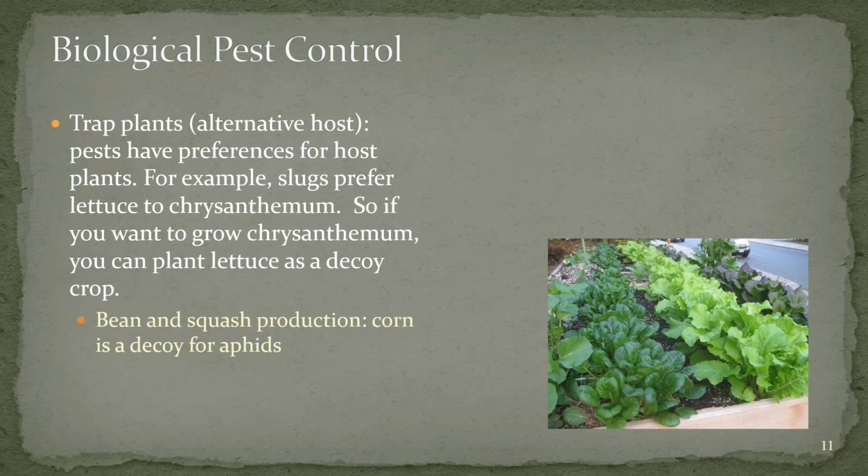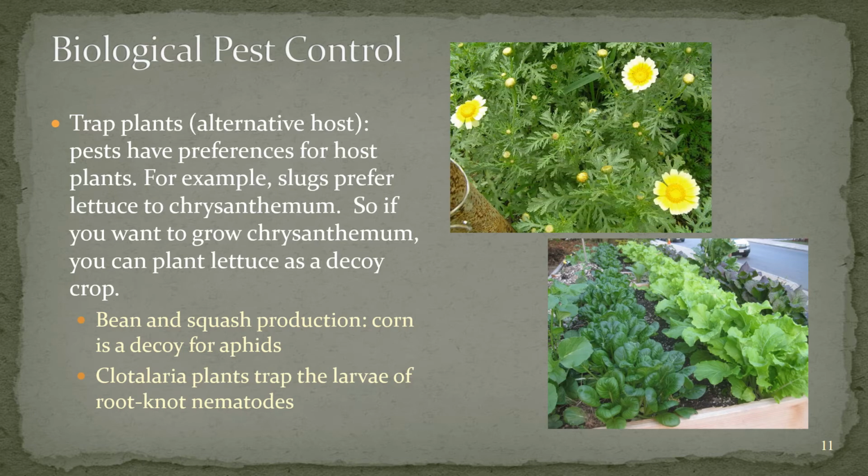In bean and squash production, corn ends up being a decoy for aphids. And then the beans also help to provide nitrogen to the corn. So it's like a happy little cycle. Crotalaria plants trap the larvae of root knot nematodes. Look at those cute little things.